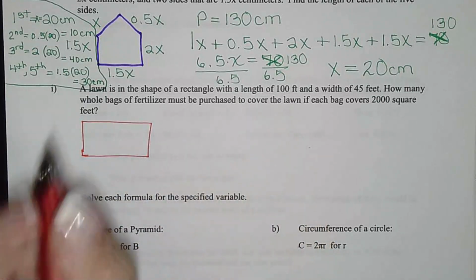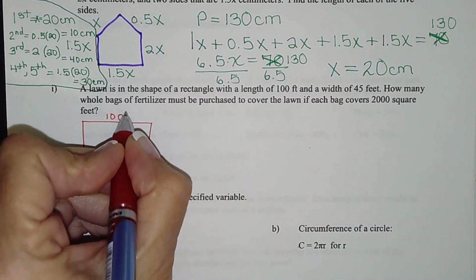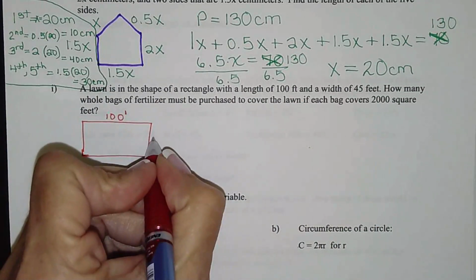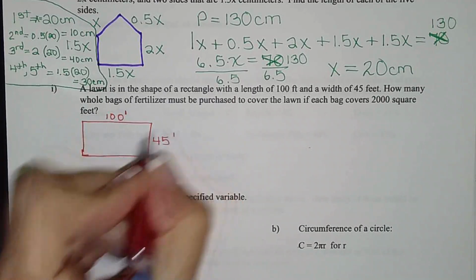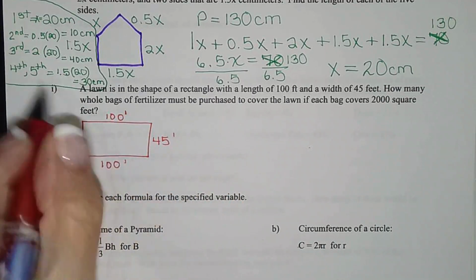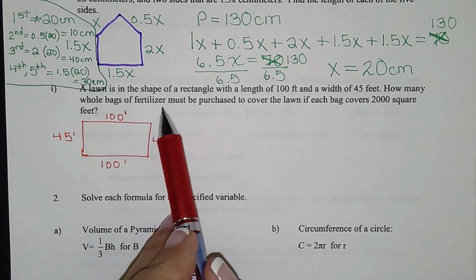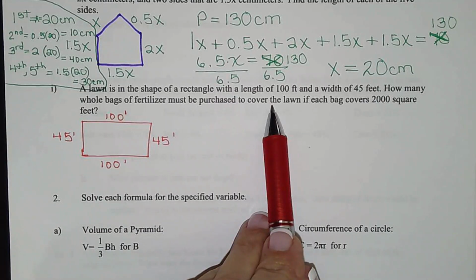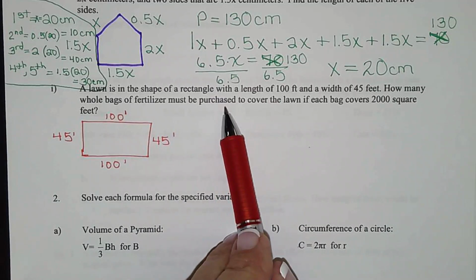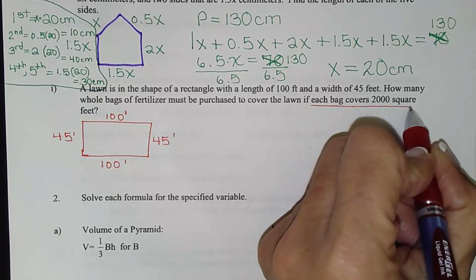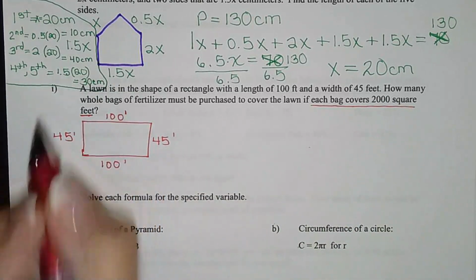With a length of 100 feet. And I'm just going to use that for feet right now just to make it easy. Width of 45 feet. And remember, rectangle means opposite sides are equal. How many bags of fertilizer must be purchased to cover the lawn if each bag covers 2,000 square feet?